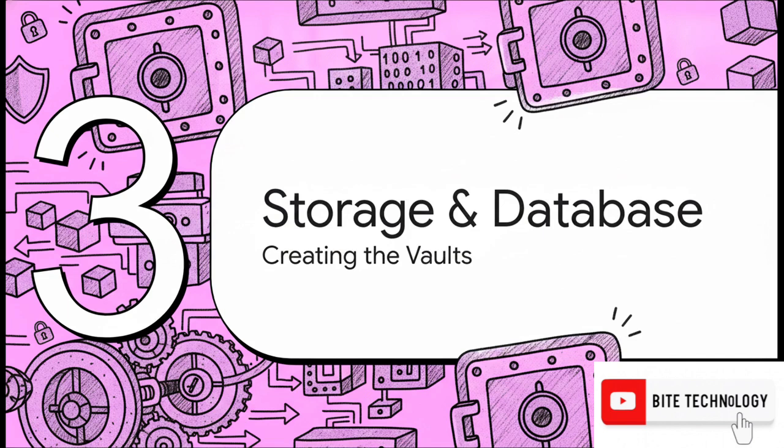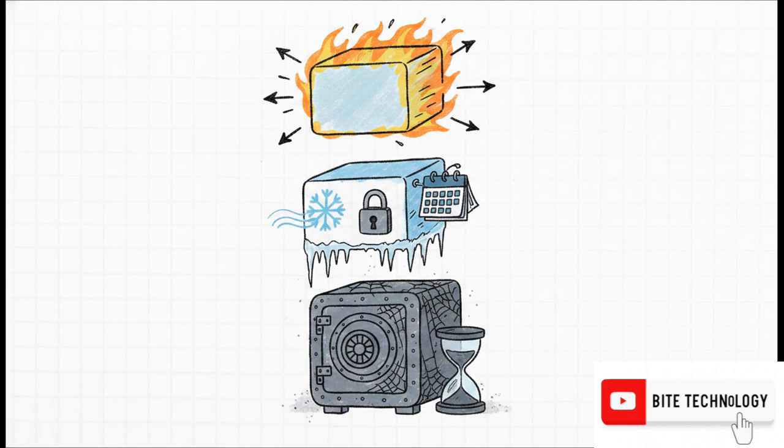All right, up to Section 3, Storage and Database Management. We've got our engines running. Now it's time to build the actual vaults where all our critical application data will live safely and securely. So, for your unstructured data, we're talking images, videos, backups, you're going to use Blob Storage. But you really need to know its 4 tiers.